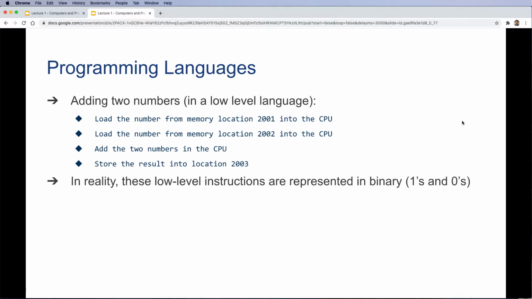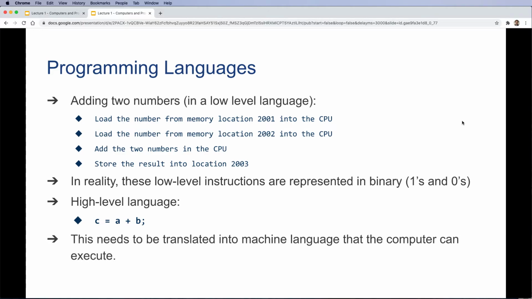In reality, these low-level instructions are represented in binary numbers such as 1 and 0. In a high-level language, the same set of instructions can be written as C = A + B. However, this needs to be translated into machine language that the computer can execute.